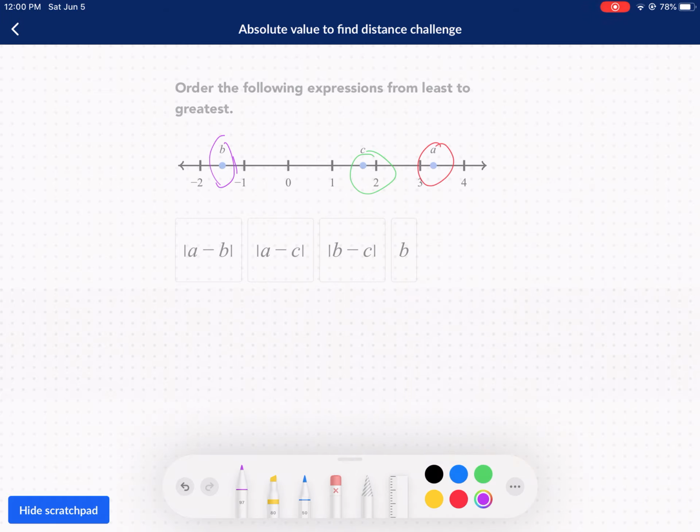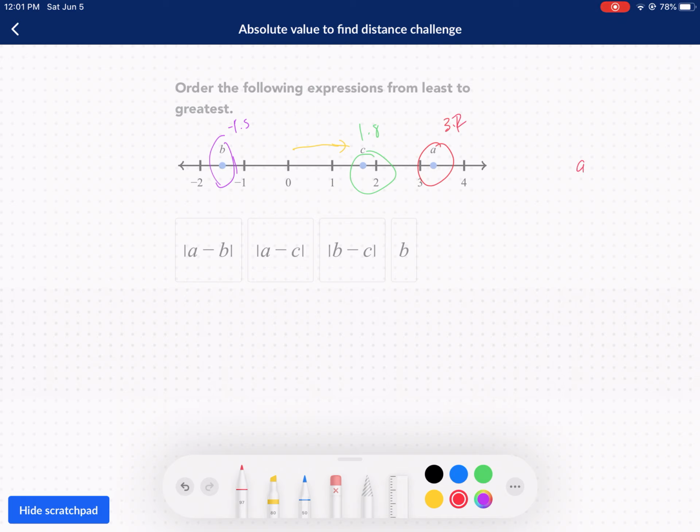I'm saying that because when we take the absolute value of C, it's going to be bigger than the absolute value of B. We could even estimate this. We could say C is like 1.8, and B is negative 1.5. It doesn't really matter as long as we know that C is a greater distance. And then we can call A 3.1, or let's call it 3.2 to stay a little more consistent.